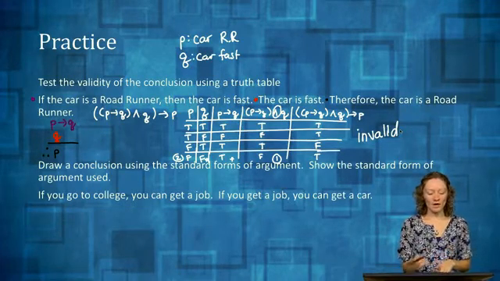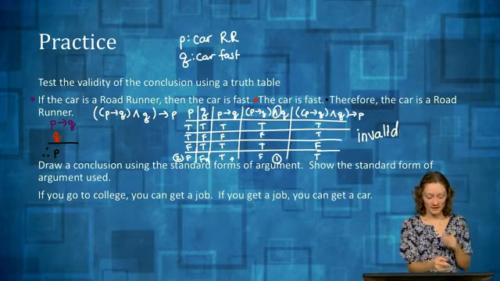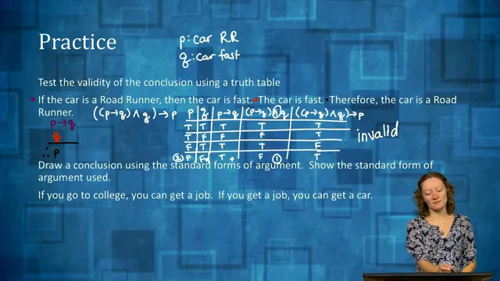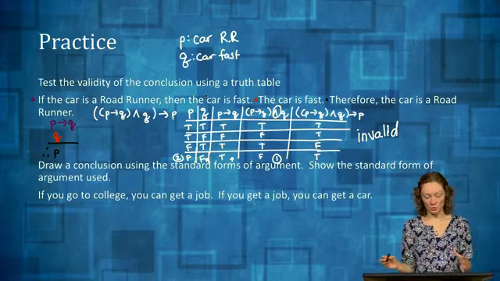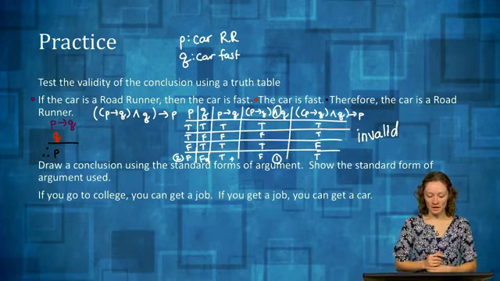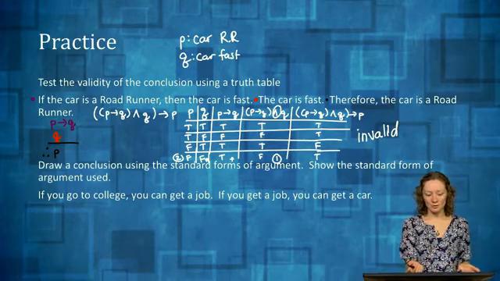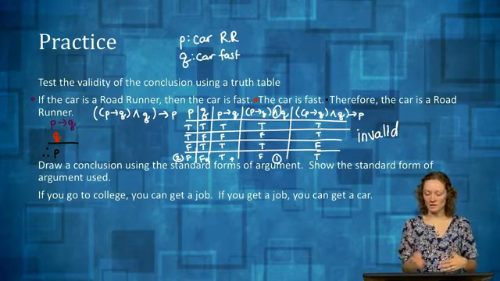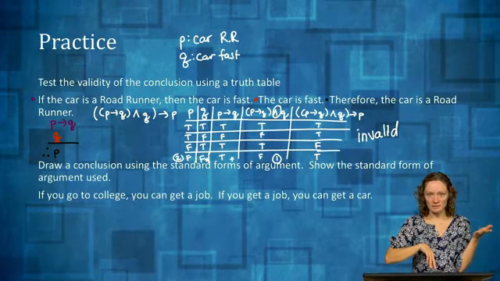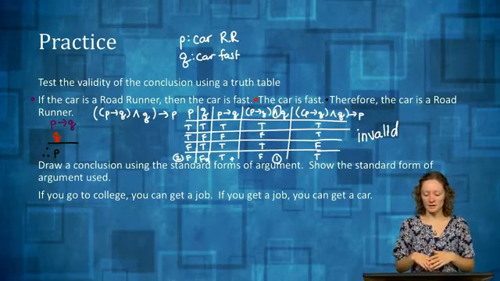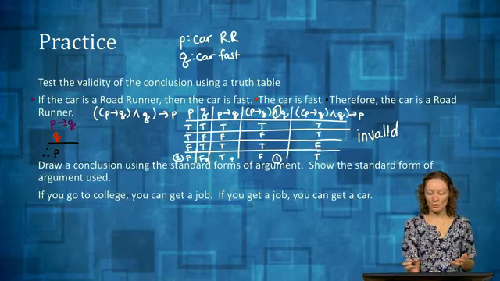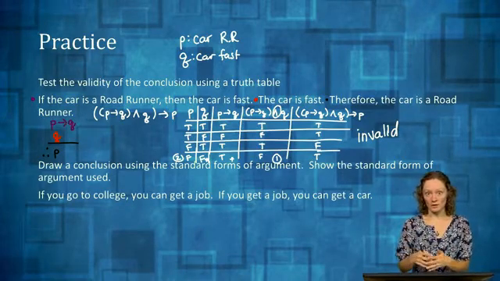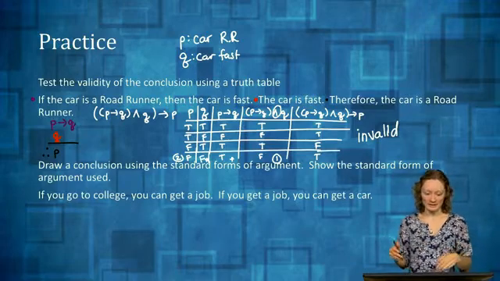And you might be wondering, well, this was one of the standard forms of invalid arguments, so couldn't I just say invalid right off the bat? It says test validity using a truth table, so you would have to show the work, including the whole truth table. And definitely you can see through this example that it's clear that this doesn't work. If the car is a roadrunner, then the car is fast. Okay, the car is fast. That doesn't necessarily mean the car had to be a roadrunner. Other cars are fast. So deciding that the car must be a roadrunner is invalid. It could be a roadrunner, but it's not necessarily a roadrunner. That would have to be the case true in all cases.